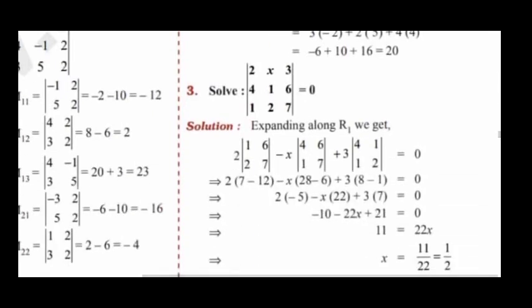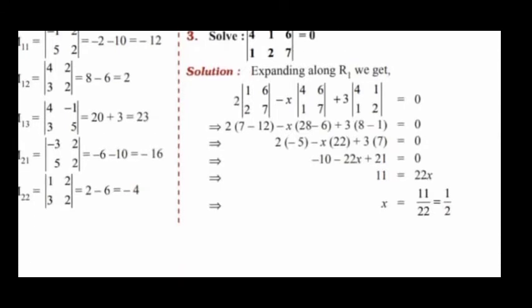The third sum, solve. Solve means nothing but you are finding the value. For example, here x is there, so you are finding the value of x, by expanding along one row. Now we are getting 11 equal to 22x. Therefore, 22x equal to 11 means x equal to 11 by 22. After cancellation, we are getting 1 by 2.